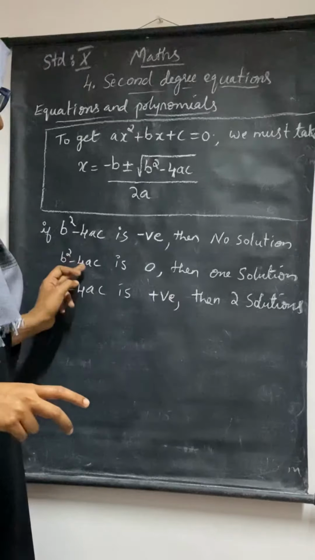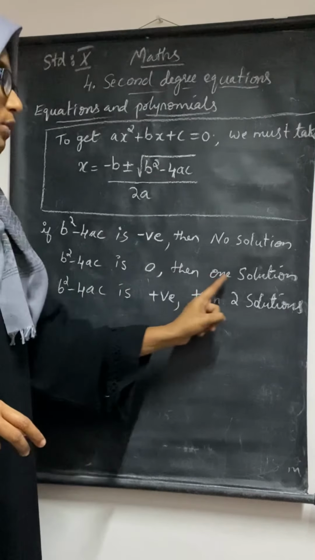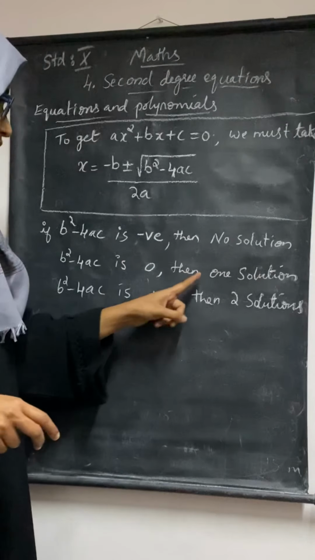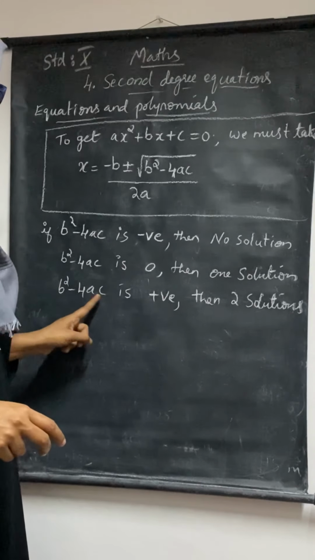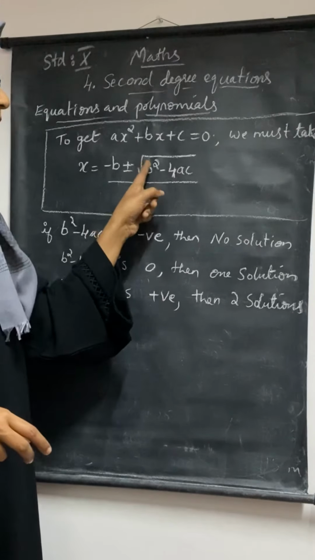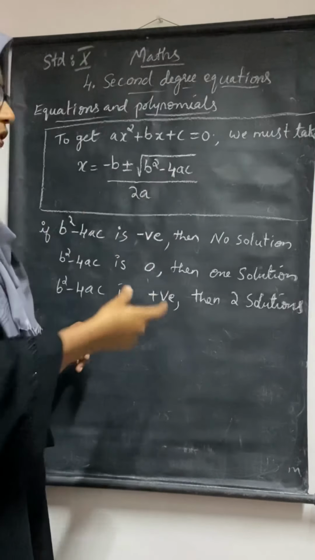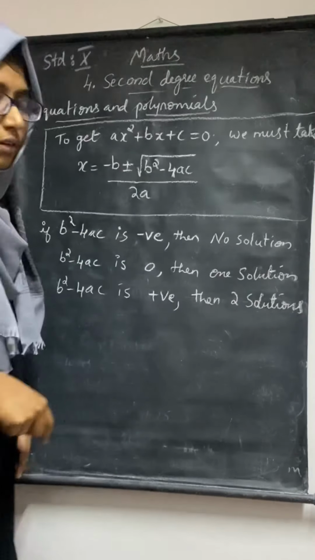Otherwise, if b square minus 4ac is 0, if inside you have 0, then you will get one solution. And if b square minus 4ac is positive, if you get some positive number, you will have two solutions. So you have to keep this in mind. Before doing all those, you have to check whether you have a solution or not. Then you can continue with the formula.